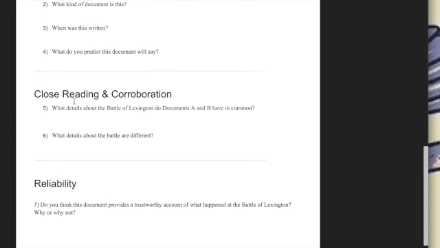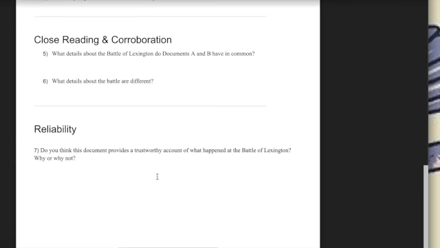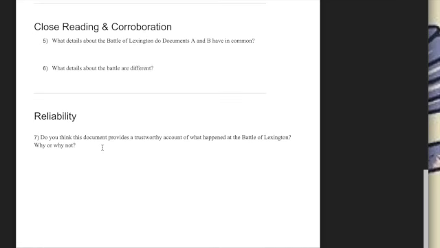But then you're going to look at comparing them more. So what details do they have in common? What details are different? And then finally be like, is this a trustworthy account of what occurred? Why or why not?